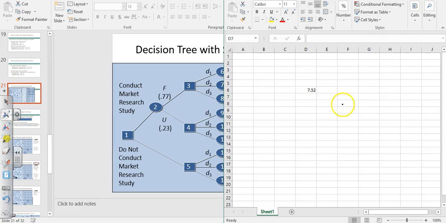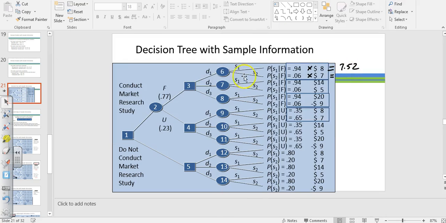And then we have 0.06 times $7, sorry, 0.06 times 7. Remember, we did 0.94 times $8. Now we're doing 0.06 times $7. And again, you can rewind this if you're missing something here. And so we know that that's 0.42. And if we add those together, we get 7.94. And that's the expected value for this decision, for decision 1.